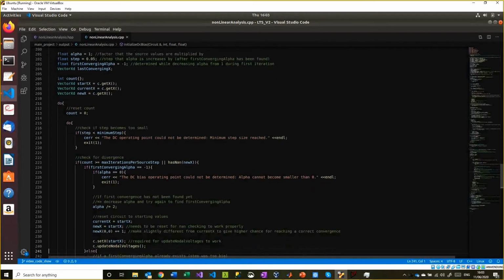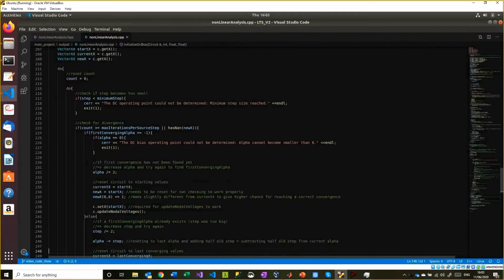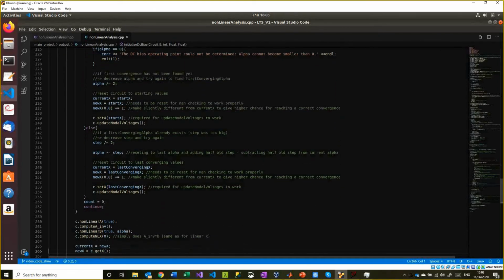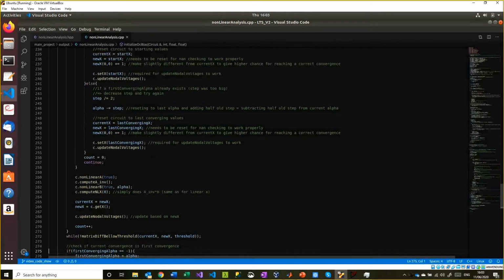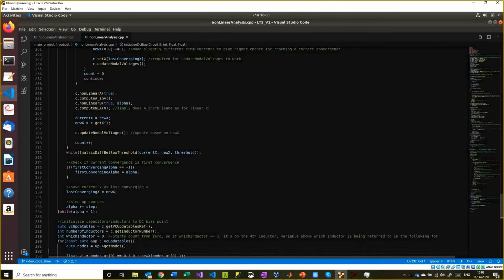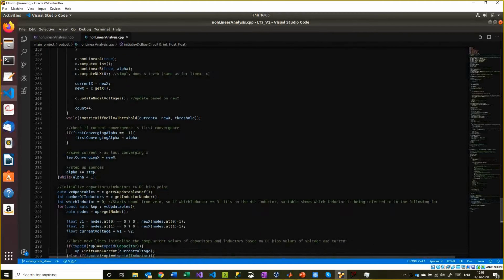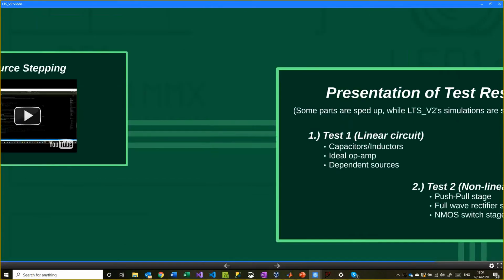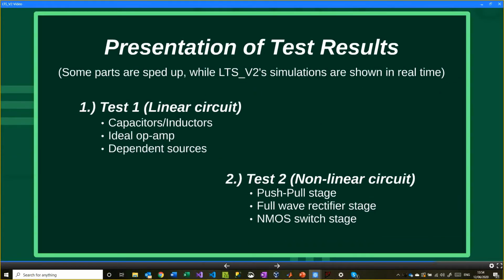This is done by scaling all sources by a factor of alpha. Alpha starts at 1 but is reduced if divergence is detected. Once convergence is found, alpha is increased by appropriate steps until alpha reaches 1 again and all sources are back to their full values. A very similar algorithm is used to dynamically control the size of the time step during the bulk of the simulation. We choose 2 circuits to give a representation of LTS version 2's performance.